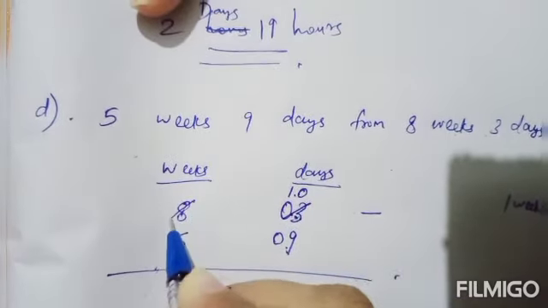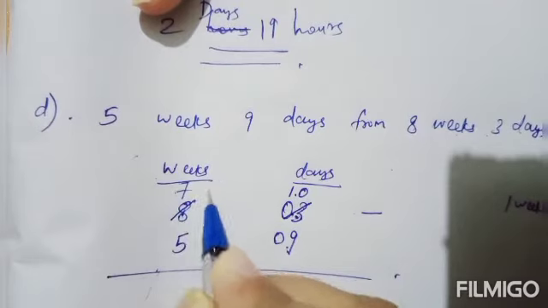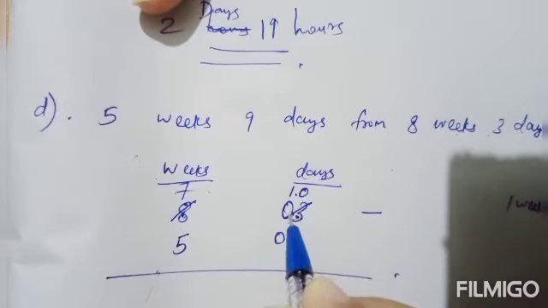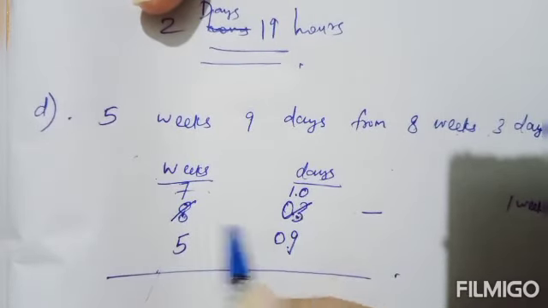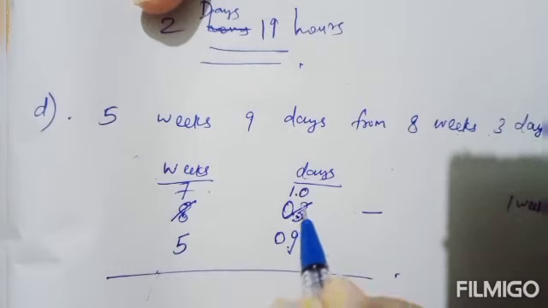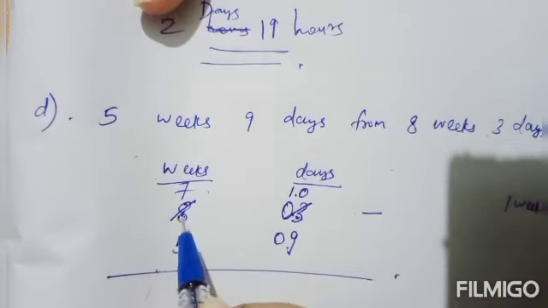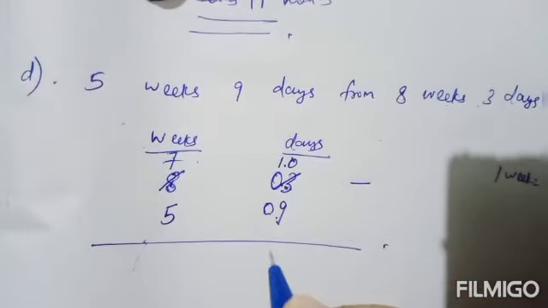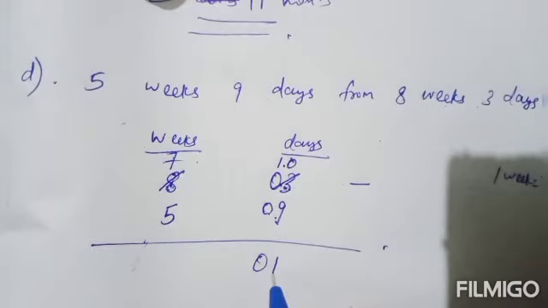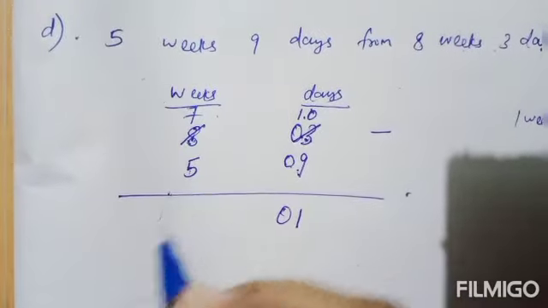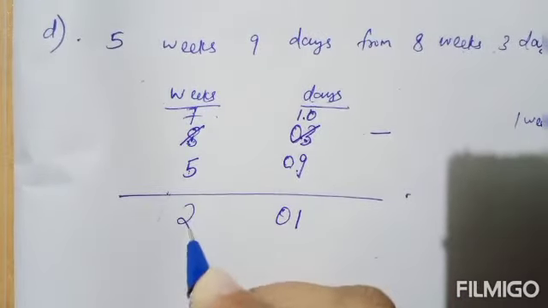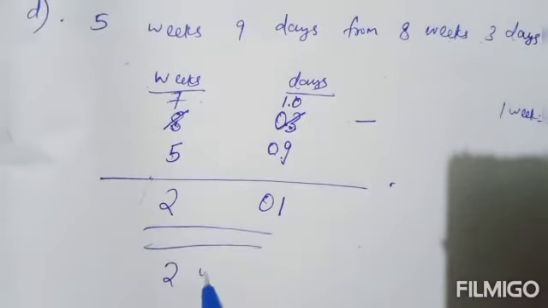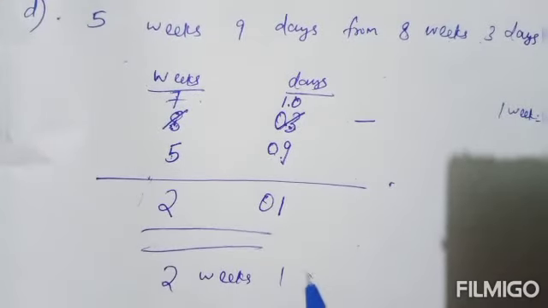Now this 8 will become 8 minus 1, 7. 1 week, the 7, you are taking to this side. We took 1 week to this side as 7 days. So here 8 will become 8 minus 1, 7 it will be. Okay, now you can subtract 10 minus 9, it is 1. Now 7 minus 5 you will get 2. So the answer is 2 weeks 1 day.